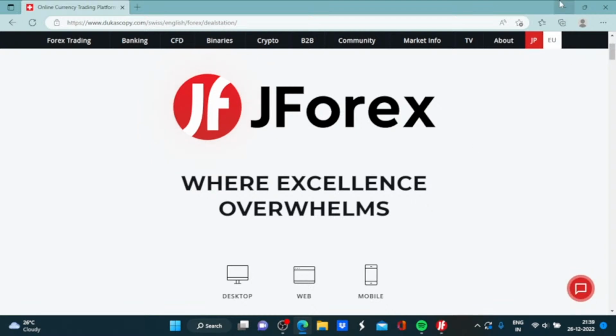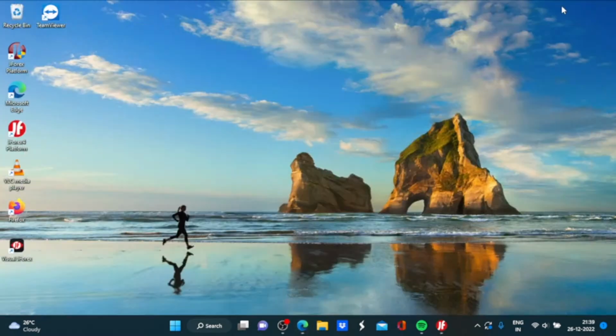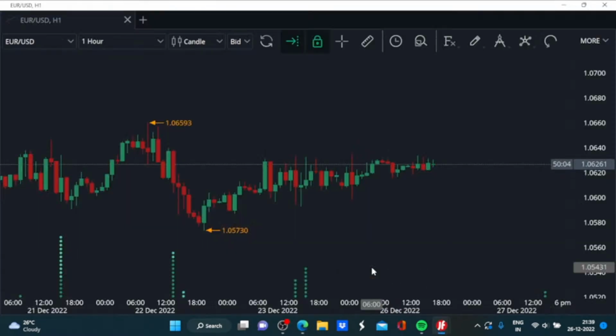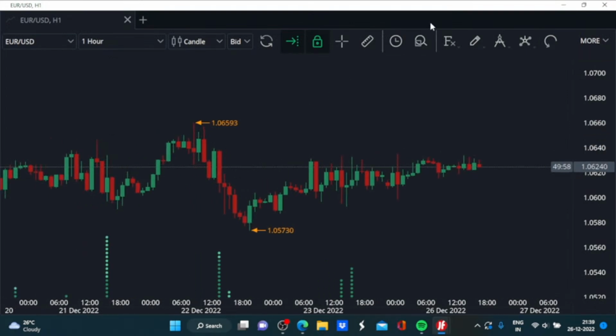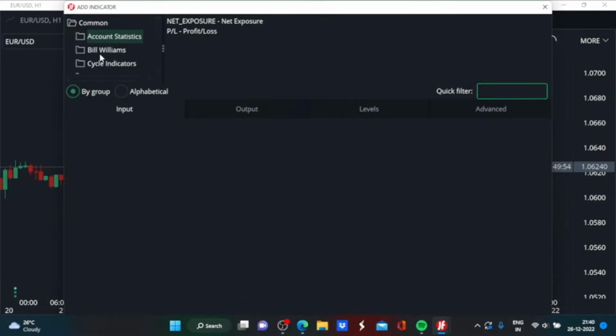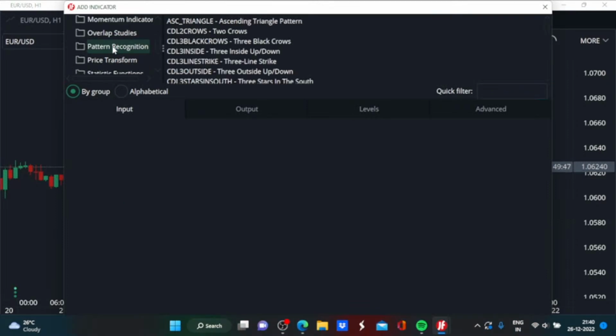So let us now head to JForex 4, the newly released trading platform from Dukascopy Bank SA. This is the Euro USD chart drawn on the hourly time frame. If you want to know where this indicator can be found, all you have to do is go to the indicator option. Here you will see the pattern recognition, and we have three black crows just below the two crows which I explained to you in the last session.